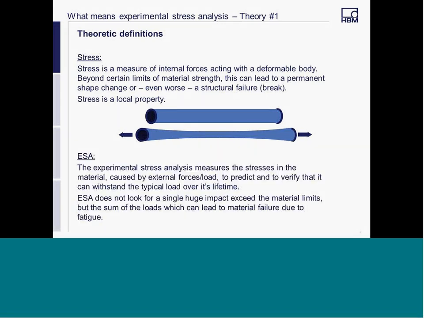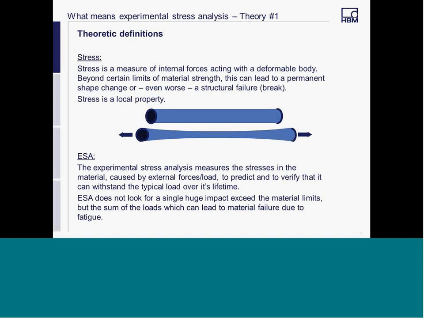So what do we understand by ESA? ESA means experimental stress analysis, and that is to measure the stresses in the material. And what is the aim of that? To predict the lifetime and to guarantee that it will not break, that it will survive the lifetime it has to survive. We don't look for a huge impact here. We do not go to the limit. We have the normal lifetime of a component.